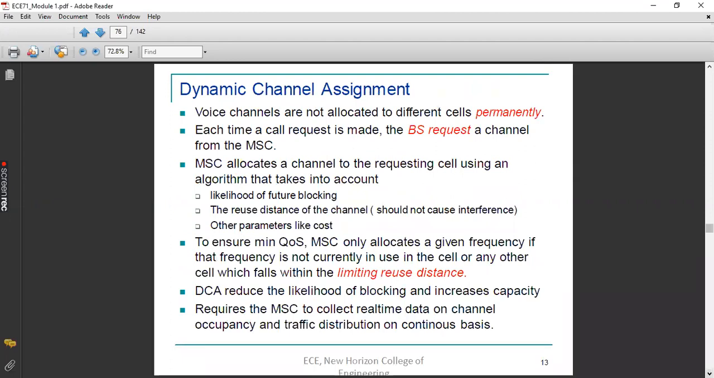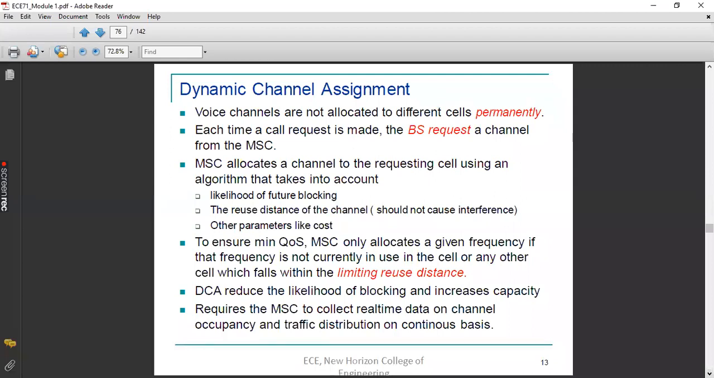Dynamic channel assignment means here the voice channels are not allocated to different cells permanently. Of course, the particular cell will be assigned a number of channels, but those definite number of channels are not going to be fixed here. It is not a permanent setup. If the channels allocated to a particular cell are busy or already in use, then we are going to borrow channels from neighboring cells. This is being monitored by your MSC.